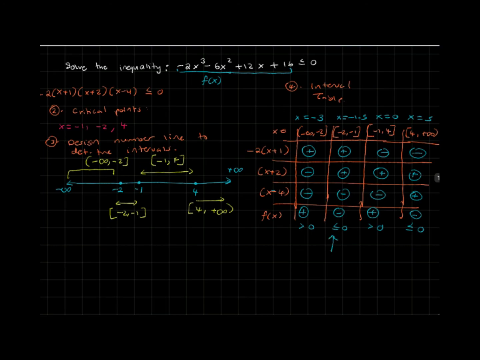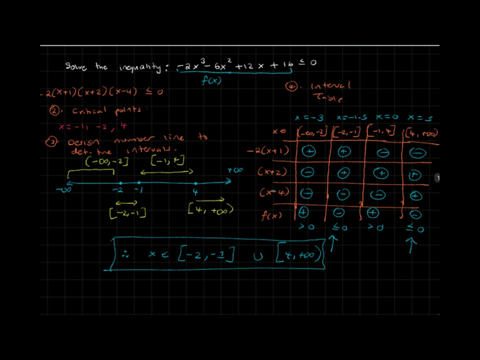And our two solutions are going to basically be this interval and this interval, right? And those are the cases where f of x will be less than or equal to 0. So therefore, x can belong to negative 2 and negative 1, as well as, or union, 4 and positive infinity. Okay, and if you pick any value from these two intervals, you actually see that this inequality will be true.